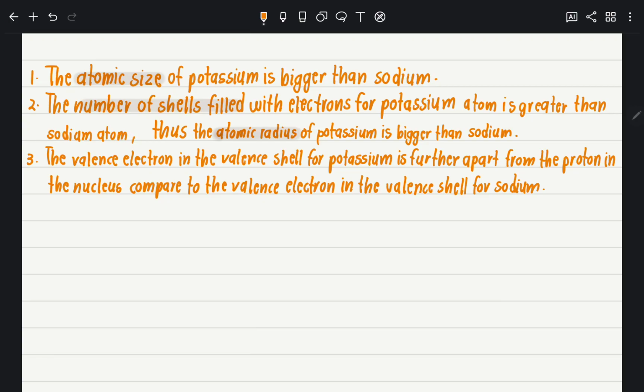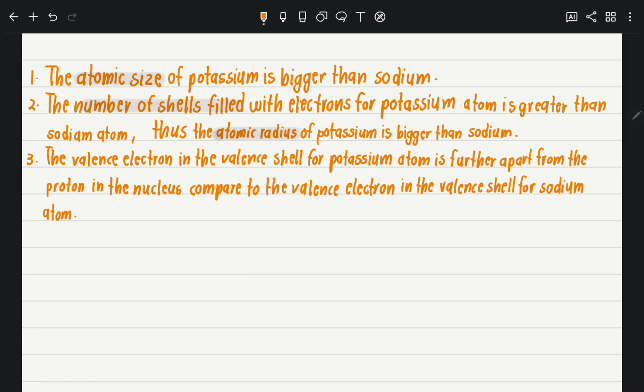Okay, the valence electron in the valence shell for potassium is further apart from the proton in the nucleus compared to the valence electron in the valence shell for sodium atom. The word atom is essential actually. Sodium atom. So kat sini pun you kena tambah sodium atom, potassium atom. So wait a minute. So this is your third sentence. Wah, pening dengan third sentence ni.